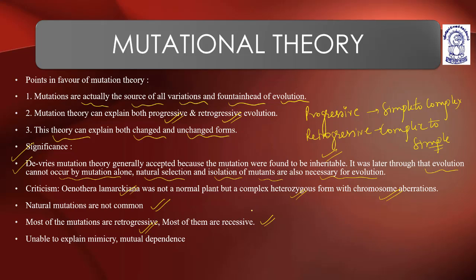unable to explain mimicry and mutual dependence. So because of mutational theory, we got to know that actually mutational theory was unable to explain the mimicry. Okay, mimicry I will be telling you when we will be dealing with the biodiversity part. So mimicry is a process of adaptation. Okay, like in case of camouflage, you see. There are many species which basically mimic the natural environment. So mimicry was not explained by mutational theory. Mutual dependence was not explained by mutation theory.